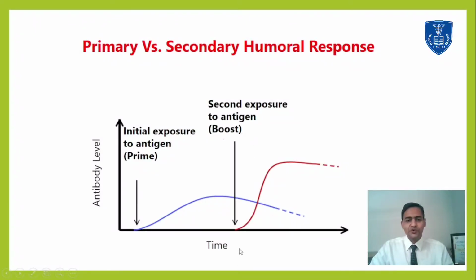But on second exposure, as there are memory cells, the response is accelerated and the lag is not that much. The response will be immediate, the antibody titer will rise, and it will be sustained for a longer duration. That's why a second exposure in the form of a booster dose is important.